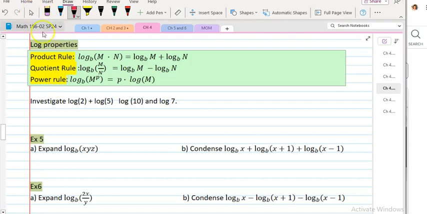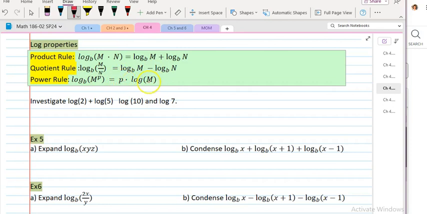I should use R here, so it looks nicer. Generally speaking, what they're saying is if you have a log input that has a product of two numbers or two expressions, you can break it down into an addition. And if you have two things that are being divided inside the log, then you can break it down as a subtraction.